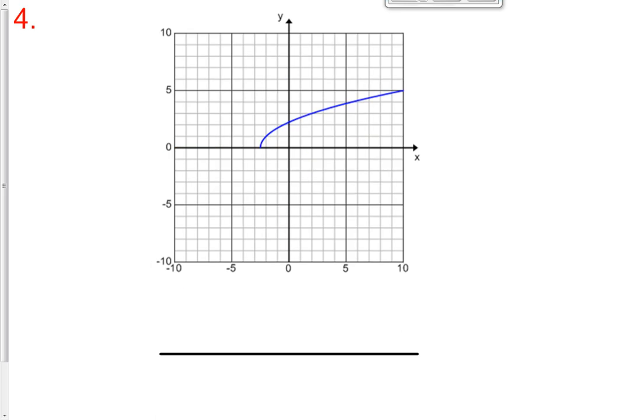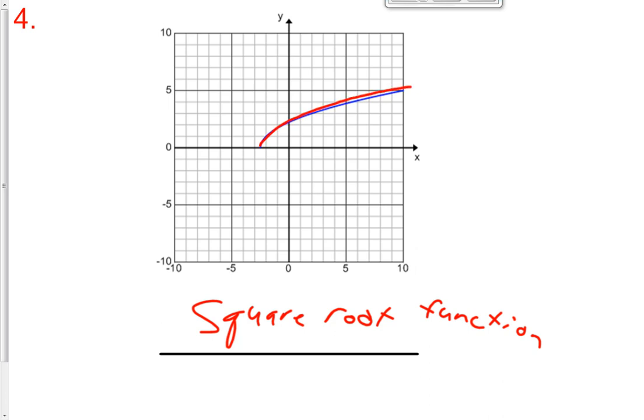Problem number 4, half of a sideways parabola. Those half sideways parabolas are our square root function. The square root function starts at a certain value, it goes up and to the right, it's half of a sideways parabola. So there's our square root.